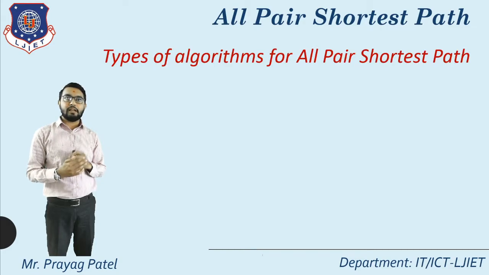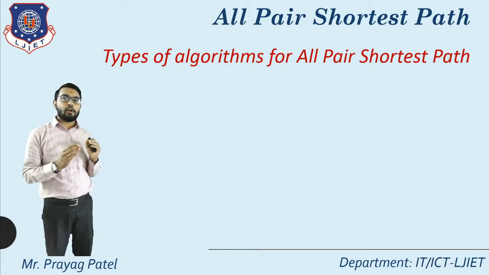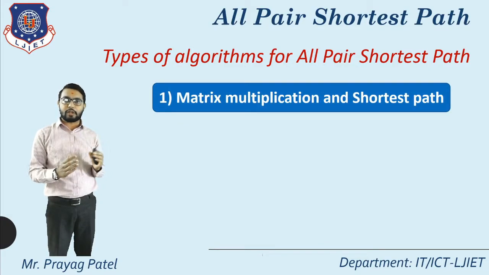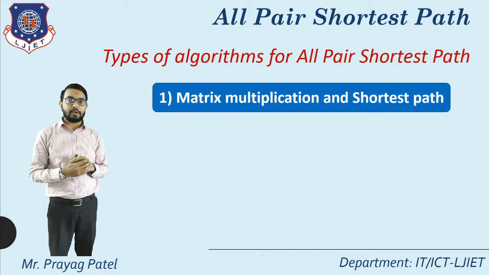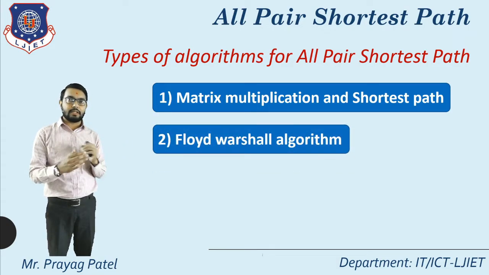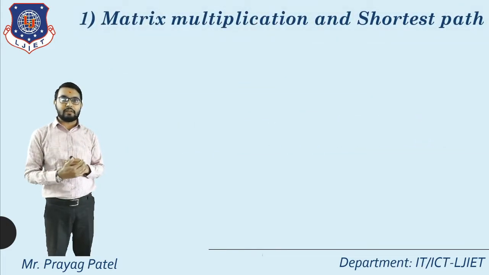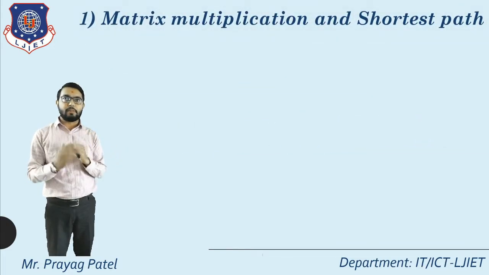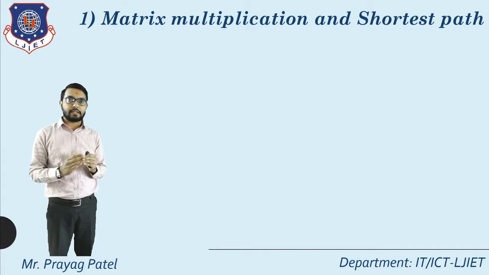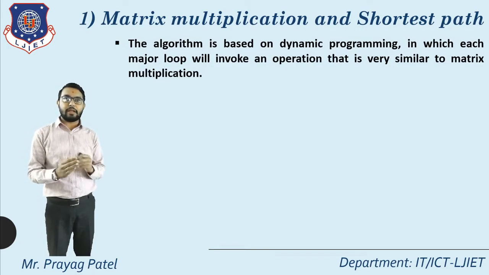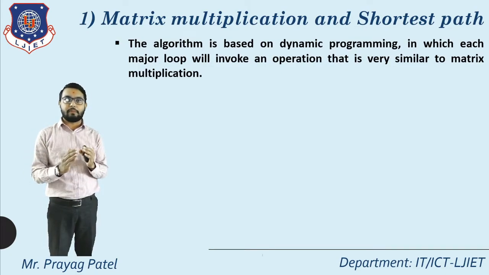Now consider the types of algorithm for all pair shortest path. Here there are two types of algorithm for all pair shortest path. First one is matrix multiplication and shortest path, and second one is the Floyd Warshall algorithm. Now we understand one by one. In today's video lecture we discuss the first method, matrix multiplication and shortest path. Now here consider what is matrix multiplication and how matrix multiplication and shortest path will work.